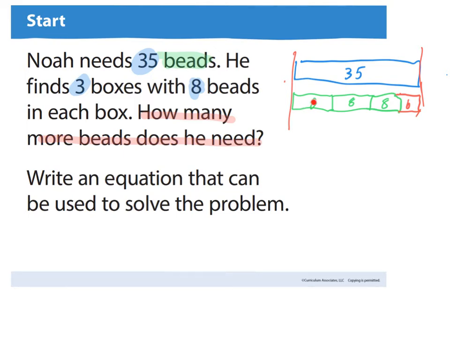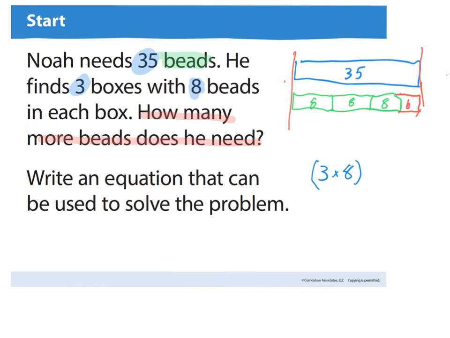So what do we know already? Well, we know how many beads he does have. He's got 3 sets of 8, and we can think of that as 3 times 8. He's got 3 different sets of 8. Once we have that answer, we'll do that first. We'll put it in parentheses so we know we do it first. Once we have that answer, we're doing really well.